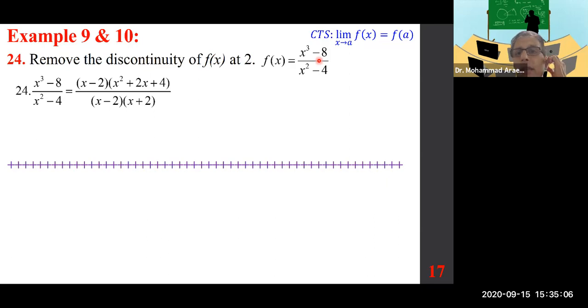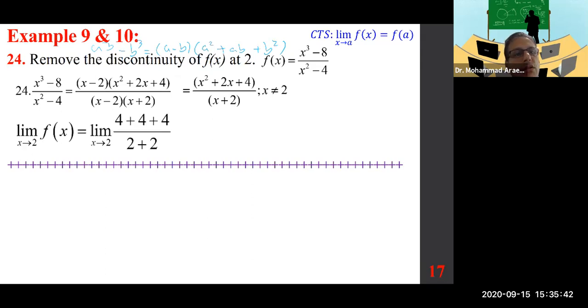Now, to find the limit, we have to factor. I'm hoping that everybody remembers a cube minus b cube. Let me just write that for you again. I think I did it some time ago, but just to be on the safe side. A cubed minus b cubed is a minus b, a squared plus ab plus b squared. So factoring will do the job.